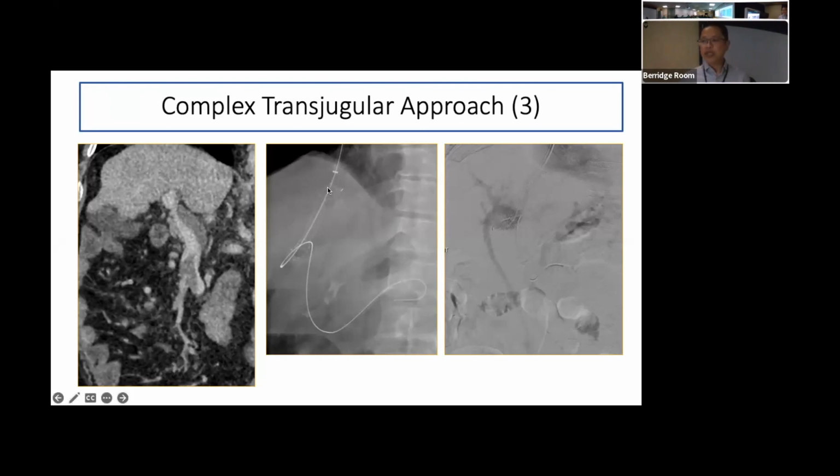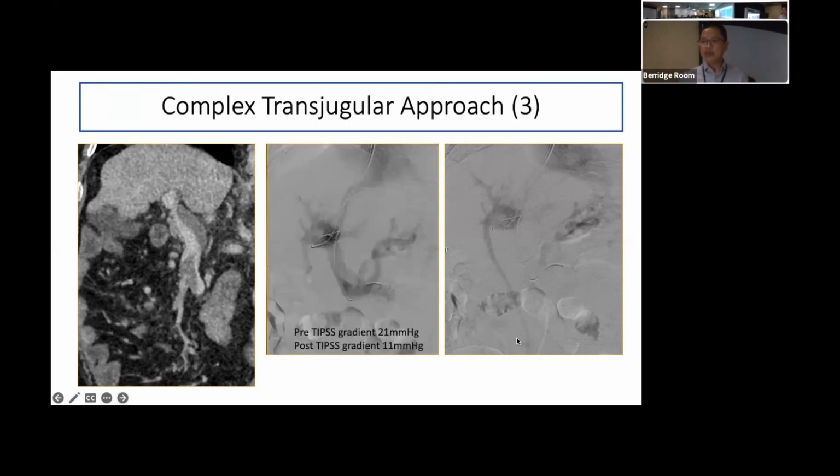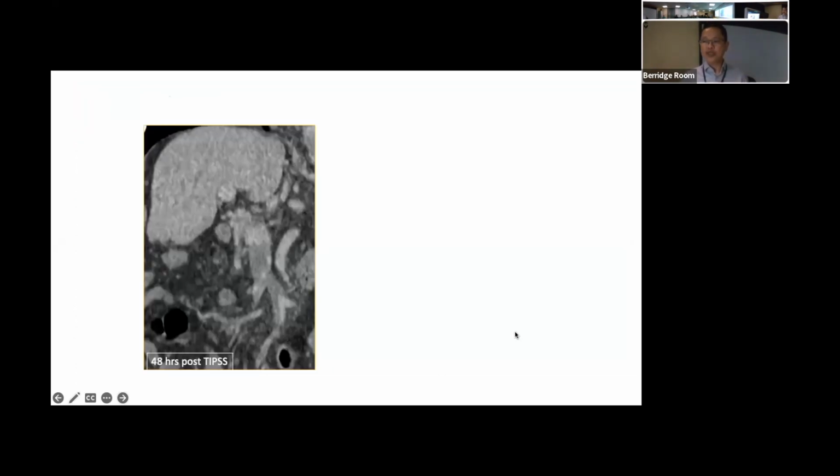You can see I deployed the TIPS stent here, but then the wire came around here, quite convoluted, not easy. This is a recanalized para-umbilical vein here on this picture. Some improvement in terms of flow and pressure. We didn't leave the lysis catheter because this patient presented with quite massive bleeding. And this is 48 hours later, not much better, but slight improvement.